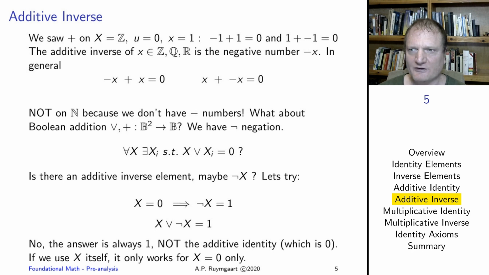Now let's look at the Boolean domain. Is there such a thing as an additive inverse for Boolean numbers? Remember, we had defined Boolean addition as the OR operation. Let's try the negative of our Boolean number x. The negative on Booleans is the NOT operation. So if x is 0, not x equals 1. If x is 1, not x equals 0.